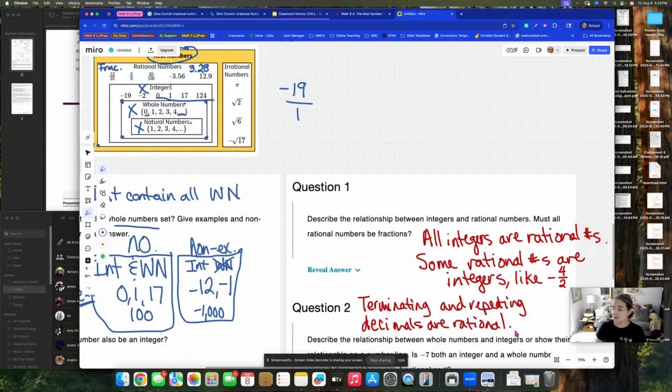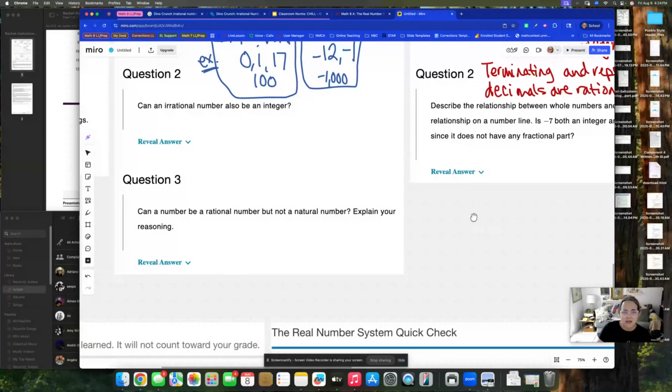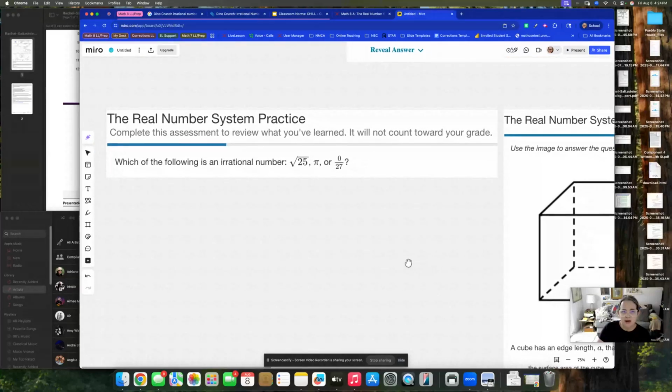But they're not fractions, okay? All right, let's see what else we have here. All right, let's go down to this one. Oh, I did that one. Here we go. Okay, this one's from your practice.